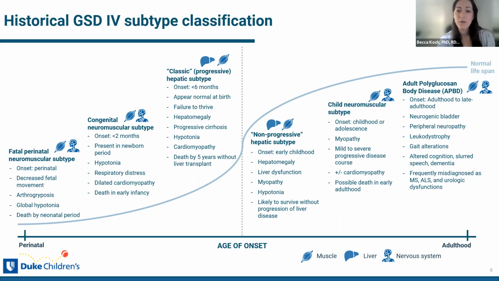Now, for those of you who are more aware of GSD4, you've often heard it referred to as Anderson disease. Now, we're stepping away from this just because it encompasses this whole spectrum. But typically, when those were referring to Anderson disease, they were typically applying that to the hepatic subtypes, typically found in children. Whereas APBD has been noted again for this adult polyglucosan body disease in mid to late adulthood. So just to address the differentiating features between Anderson disease, so-called, and APBD.